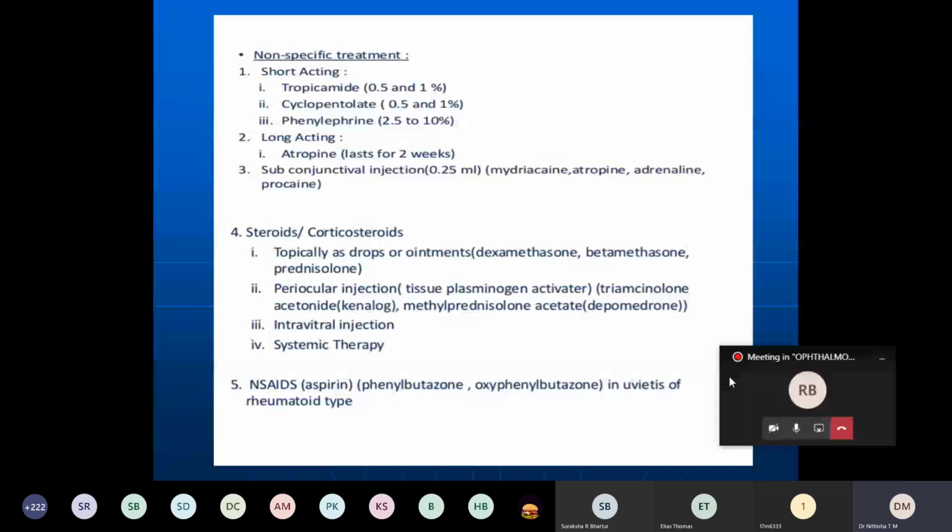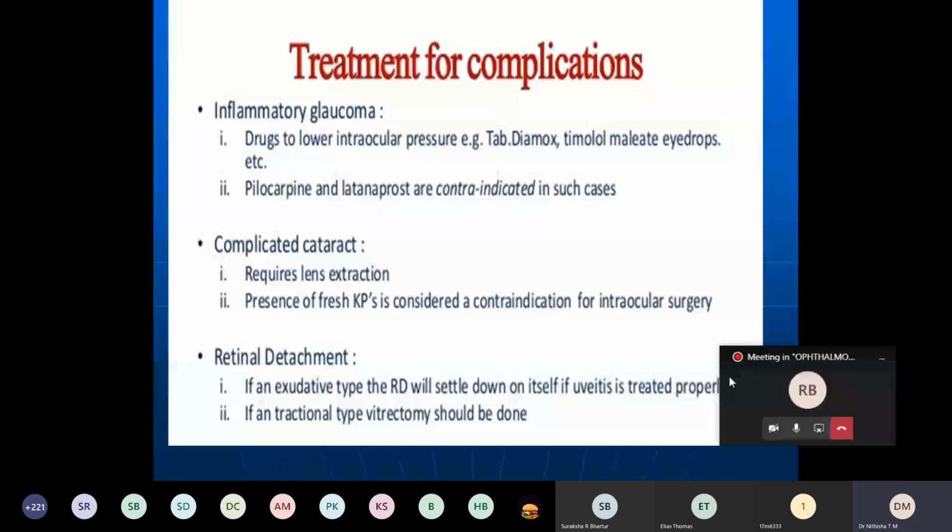NSAIDs can be given whenever there is rheumatic type of uveitis. Otherwise, there is no role of NSAIDs in this. What is the treatment for complications? If there is secondary glaucoma, then to reduce the IOP you have to give tablet Diamox, and timolol maleate eye drops can be given. You should remember in case of uveitis, you should never use prostaglandins, which are contraindicated, and even pilocarpine is contraindicated in cases of uveitis.